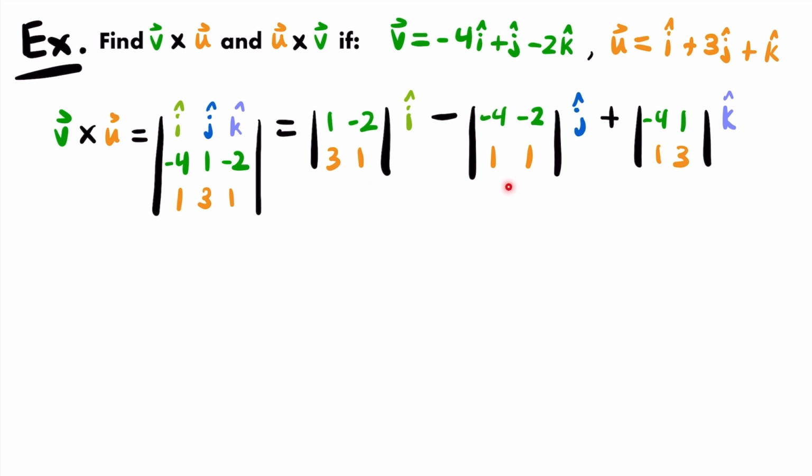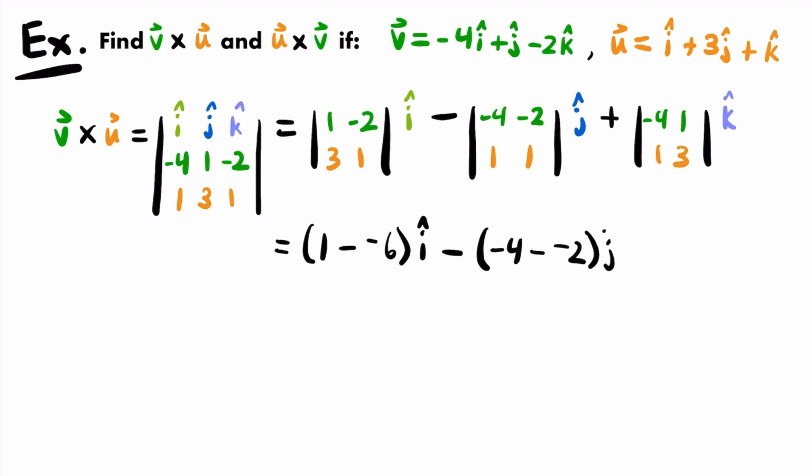Okay, so now let's calculate each of these determinants. This will be equal to 1 times 1 minus -2 times 3. 1 times 1 is 1, but then we will subtract -2 times 3, which is -6. So we have that, and then we're multiplying by i. Then we will subtract -4 times 1, that's -4, and then we're subtracting -2 times 1, which is -2, and that's multiplied by j. And then we're adding -4 times 3, which is -12, and we're subtracting 1 times 1, which is 1.